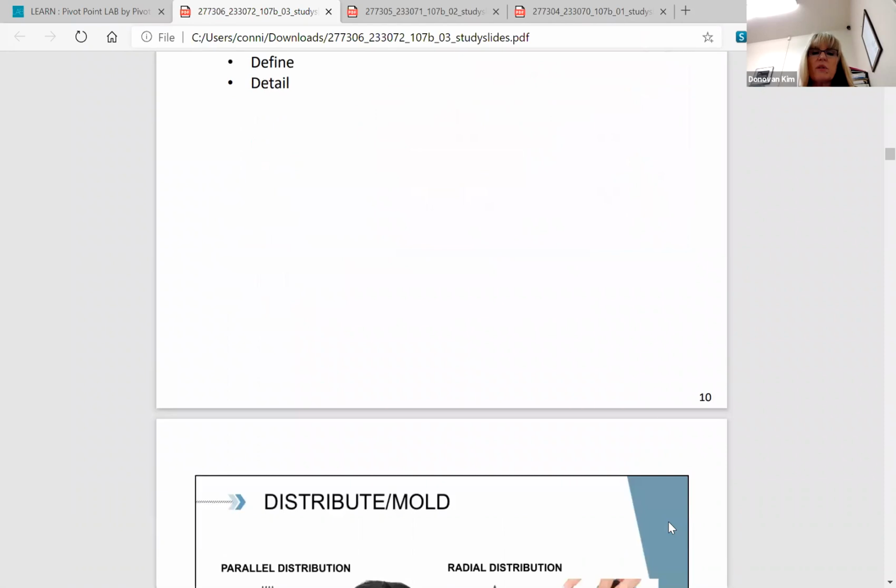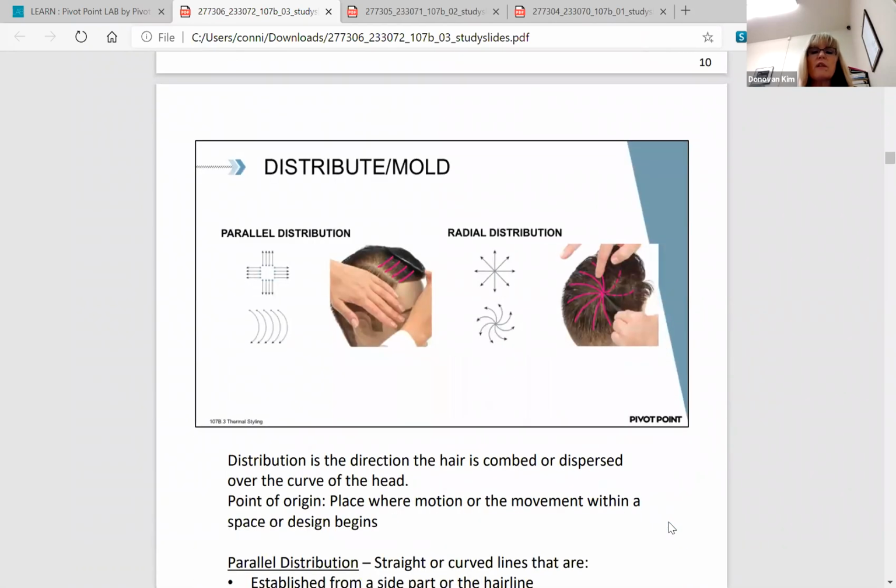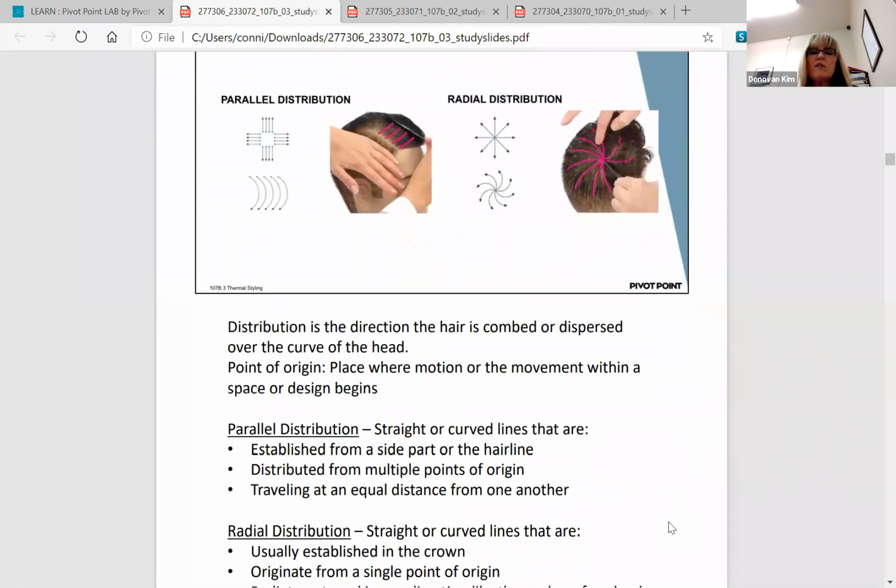But when we start to distribute this hair, before we even start moving along with it, we're going to have to analyze these growth positions or how they want the hair done. When we talk about distribution, there's two types. There's parallel and there's radial. Parallel distribution is just combing straight lines or curved lines either from a side part or from a hairline. There's multiple parts of origin, so we're starting from all different parts of the hair and we're traveling equal distance from one another. When we're using radial distribution, this is straight or curved lines that are established usually in the crown, like they're showing in that little illustration there.